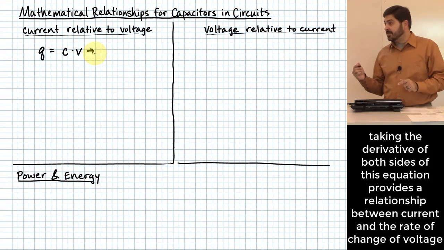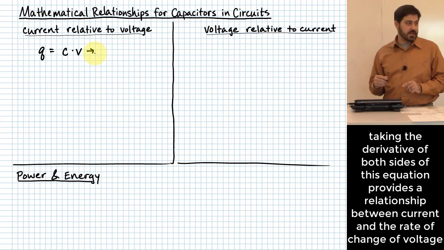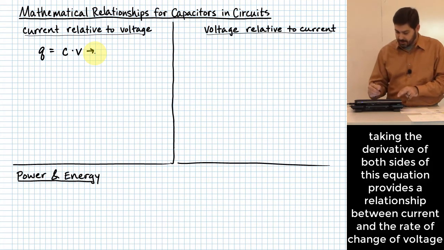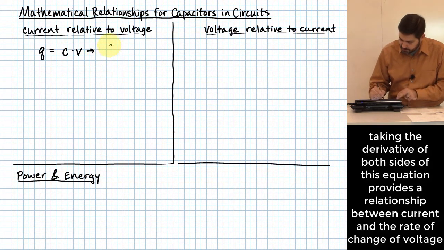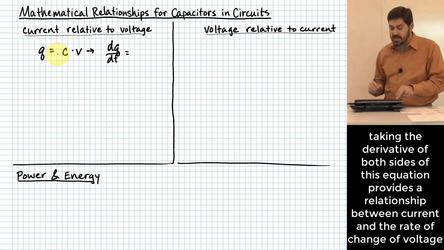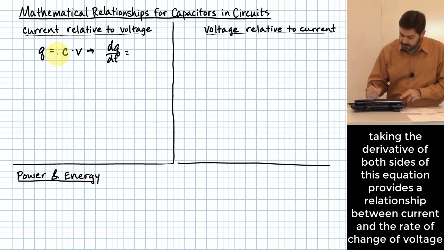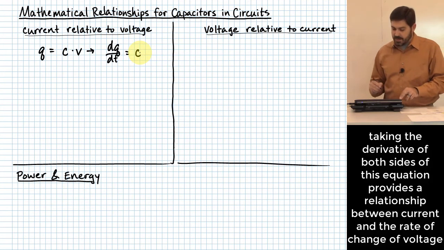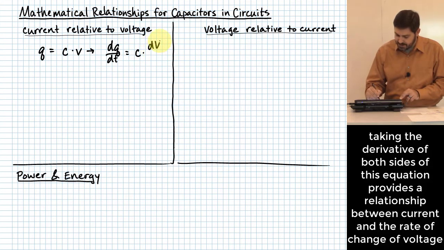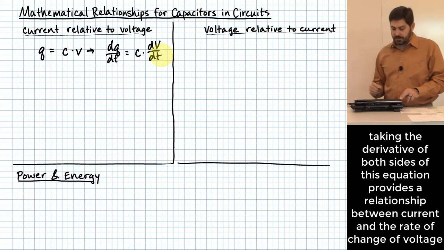Could I take, for instance, a derivative of both sides of the expression with respect to time? Yeah. What I have on the left side when I do that is dq dt. This is going to be equal to, remember, C is not time variant, or we presume that C is not time variant. So that just becomes a constant times what? dV dt, which is the time rate of change of voltage across the capacitor.